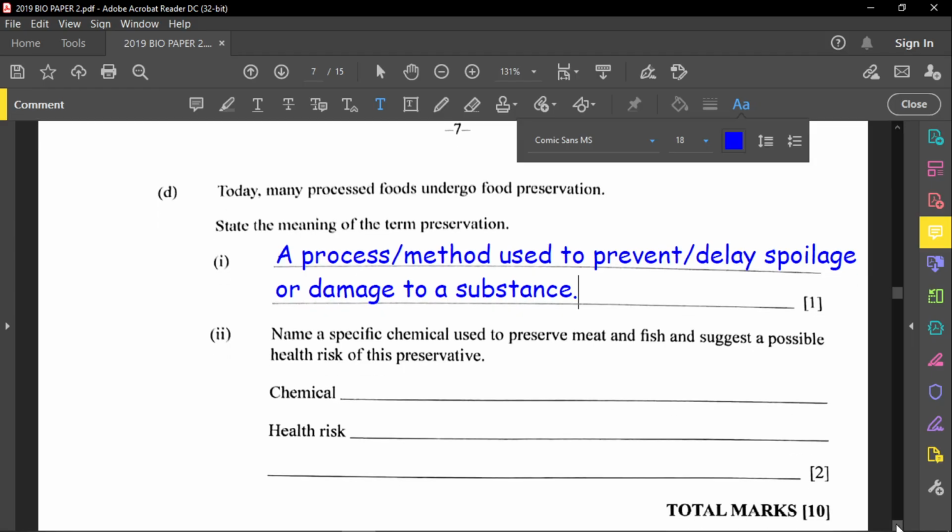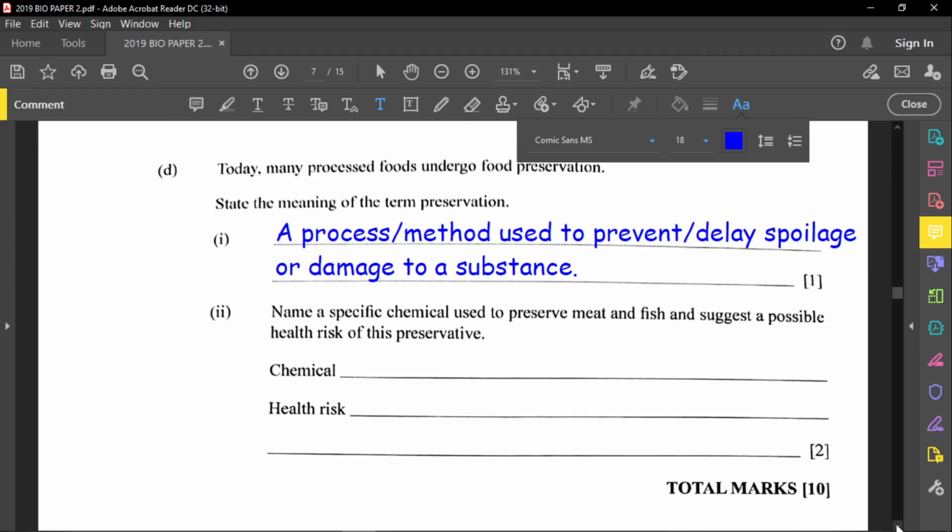All right, so the next part of this question is, name a specific chemical used to preserve meat and fish and suggest a possible health risk of this preservative. And so the chemical used in preserving meat and fish, a simple chemical that we see every day, and even in our kitchen we have this, and it is salt. So salt can be used to preserve fish. A common fish that is preserved using salt is the codfish. And so what we're going to do here now is to list the health risk.